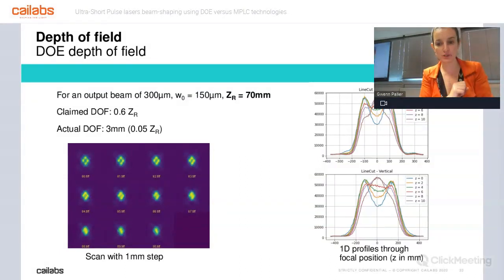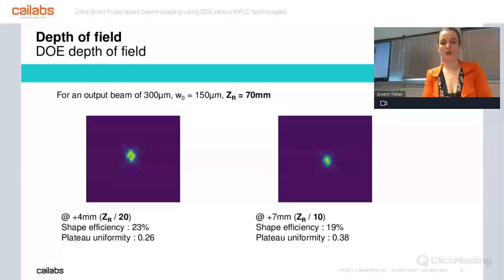And you can see on the graph, I know it's written very small, but I hope you can see it, that we are only scanning for a very few millimeters. When you are already at 4 millimeters from the best focus, which is only 0.05 times the Rayleigh range, you still have a shape which is very distorted. So now let's make the analysis of the shape. When you are at the Rayleigh range divided by 20, you have a shape efficiency of 23% and a plateau uniformity, which is already increasing quite a lot to 0.26. When you are even further at the Rayleigh range divided by 10, the plateau uniformity is increasing quite a lot, reaching 0.38.